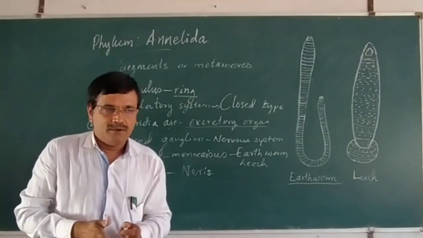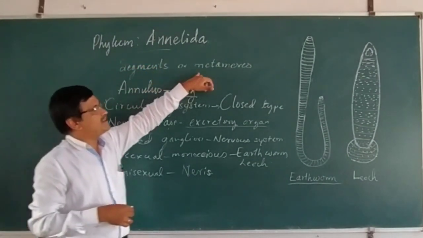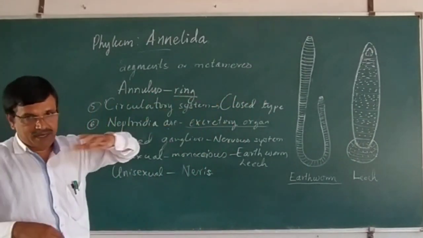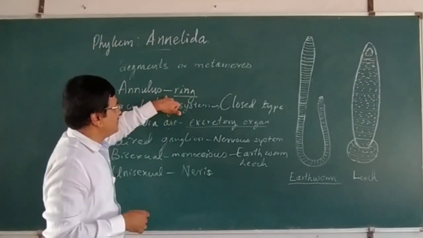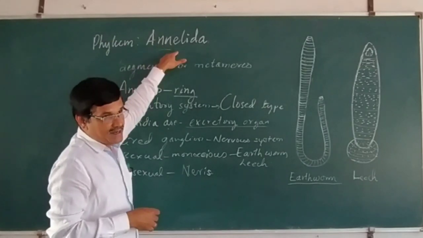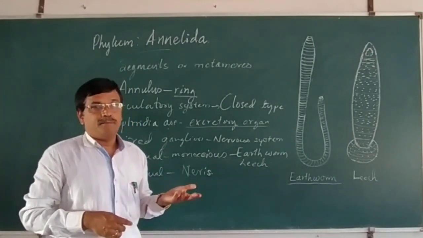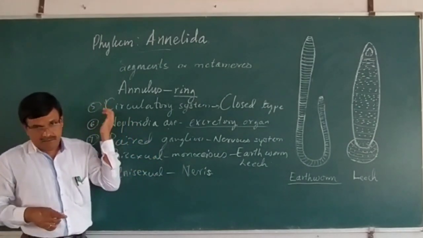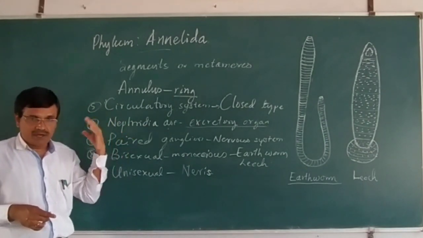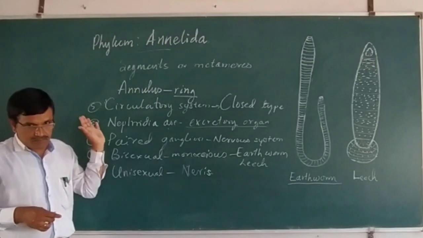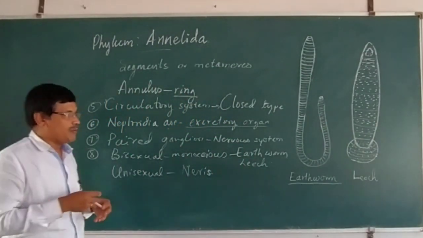Just to recall once again, the annelids are animals with body segments or metameres. Their body is divided into many rings or segments, and these appear as annuli or rings. That's why the name Annelida is derived. Then they are bilaterally symmetrical, triploblastic, metamerically segmented, and exhibit organ grade of organization. Then they are coelomate, their body cavity is a coelom, and the body wall contains circular as well as longitudinal muscle layers, which help in locomotion.